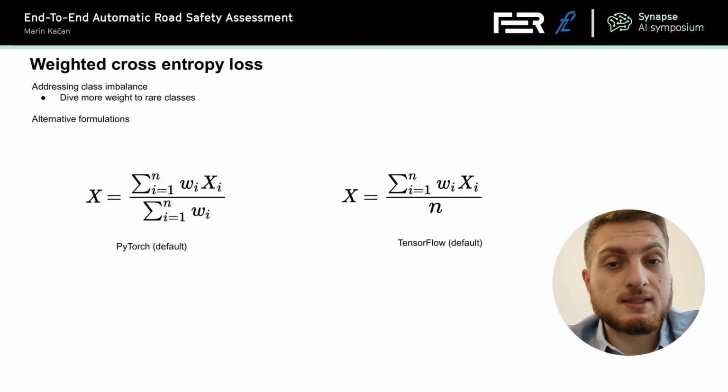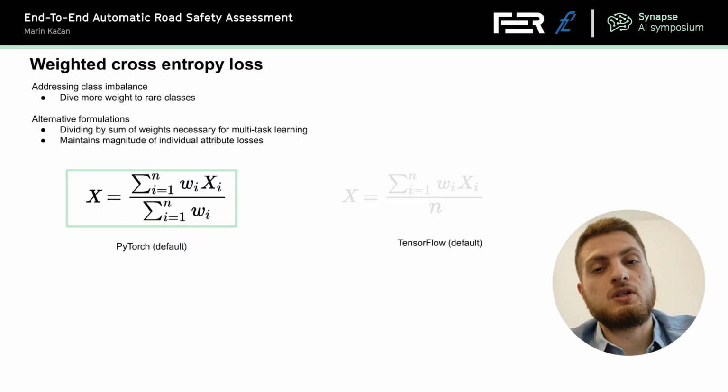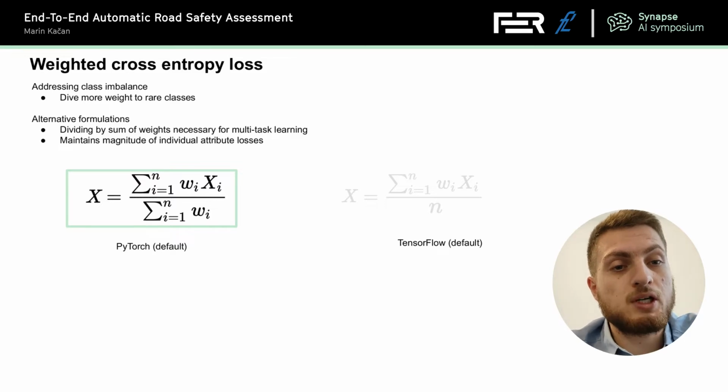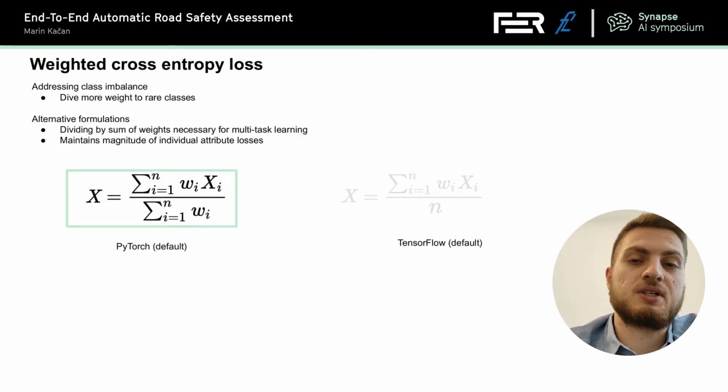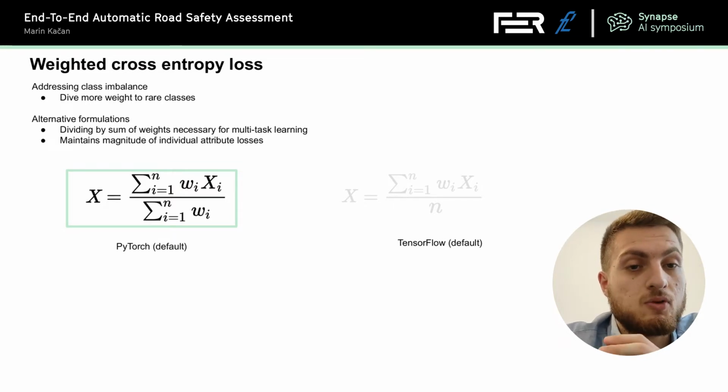Since we're doing multitask learning and averaging many individual losses, it is important that the magnitude of each individual loss is roughly maintained. Thus, it is crucial to use this specific formulation when averaging losses of examples in a batch, where the denominator contains the sum of weights of all examples in the batch.